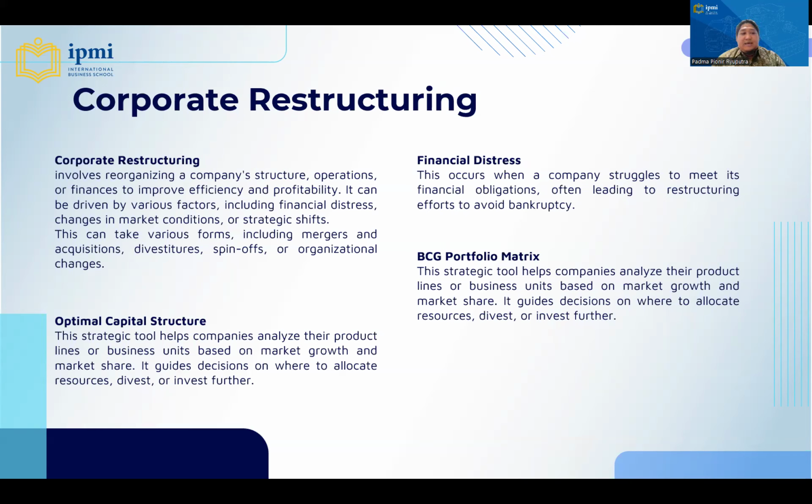One of the reasons for corporate restructuring is financial distress. Financial distress usually occurs when a company struggles to meet its financial obligations, often leading to restructuring efforts to avoid bankruptcy. Next is the BCG portfolio matrix. This strategic tool is usually used to help companies analyze their product lines or business units based on market growth and market share. It guides decisions on where to allocate resources, divest, or invest further.